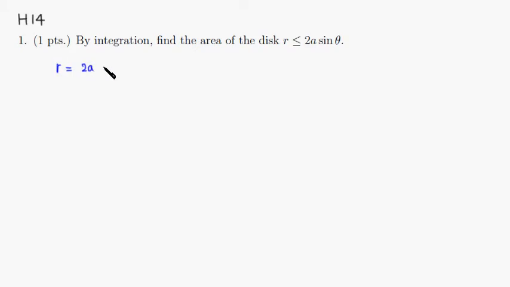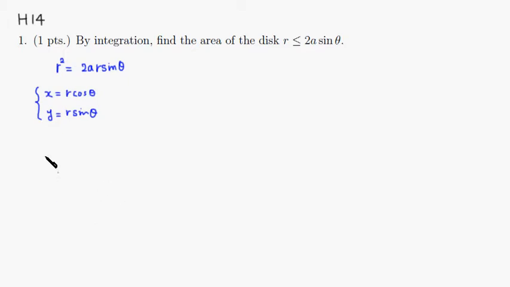2a sine of theta. Remember that the conversion equations for polar coordinates are x equals r cosine of theta and y equals r sine of theta. Since we would like to have r sine of theta instead of just sine of theta, I'm going to multiply both sides by r. So it's going to be r squared here, and r is going to be there.